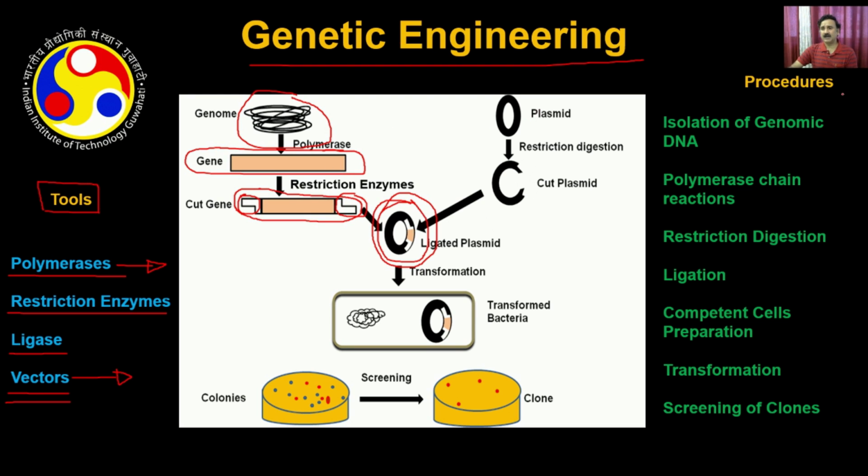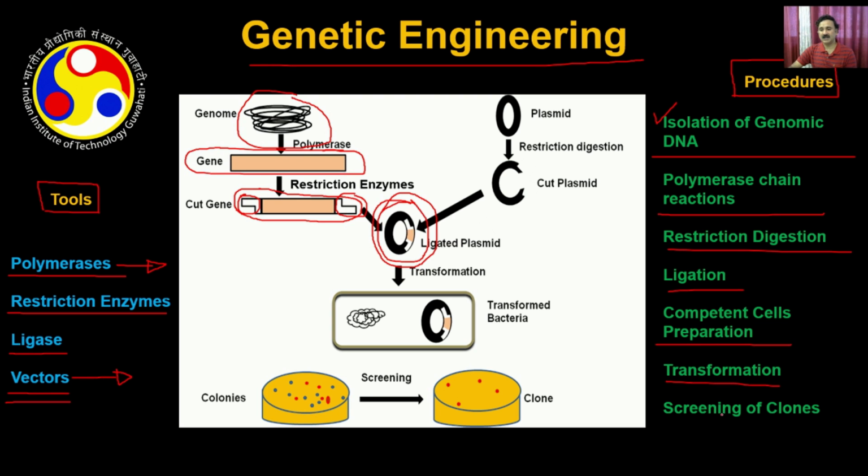In the subsequent lecture, we are going to discuss the different types of procedures. We are going to discuss the isolation of genomic DNA, PCR, restrictions, ligations, competent cell preparation, transformation, as well as the screening of the clones, so that you will be able to see that the recombinant DNA is being generated. So with this, I would like to conclude my lecture here.